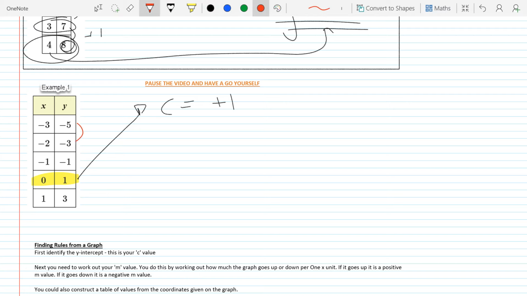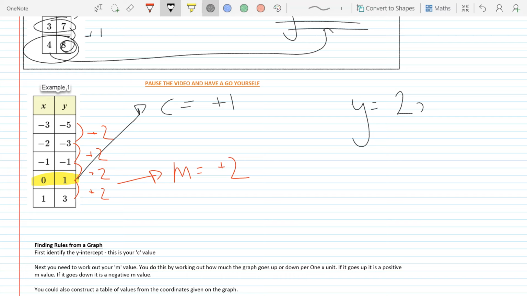Then you should have gone and looked at our difference pattern, and we're going from minus 5 up to minus 3, so that's positive 2. Then we're adding 2 again. From minus 1 to positive 1, that's a difference of 2. And from 1 to 3 is positive 2. So from here we can figure out our m value is positive 2. We can put these two bits of info into our y is equal to mx plus c, so positive 2x plus c, which is 1, because it's a positive 1, and here is our rule, or our answer.